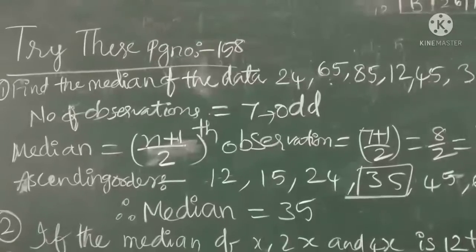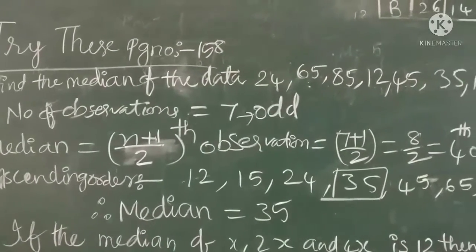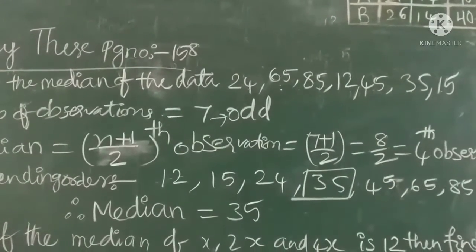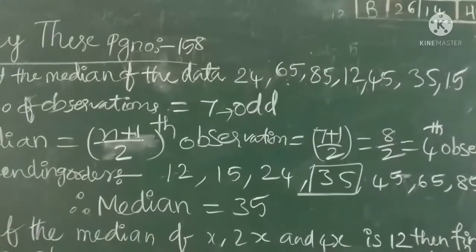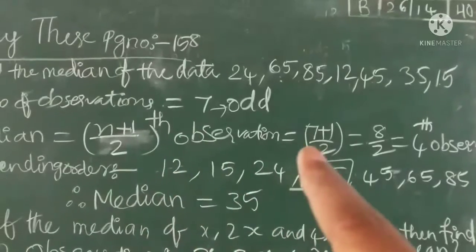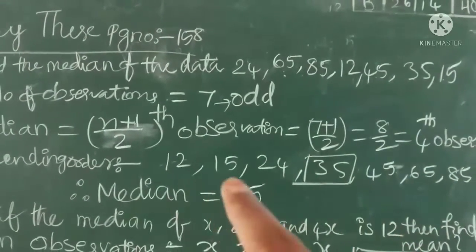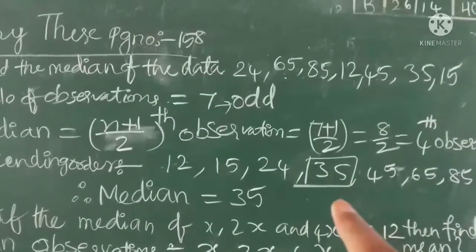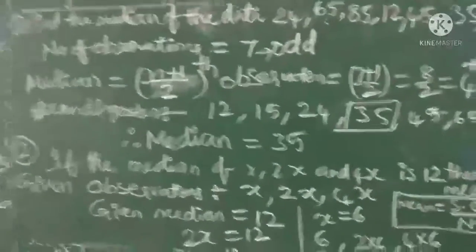So let us arrange them in ascending order here: 12, 15, 24, 35, 45, 65 and 85. Then the middle observation is 7 plus 1 by 2, 8 by 2. The n plus 1 by 2th observation means 7 plus 1 by 2, 8 by 2, the 4th observation is the median. Here first, second, third. Whichever comes in the 4th position will be the median. Therefore, the median is 35.